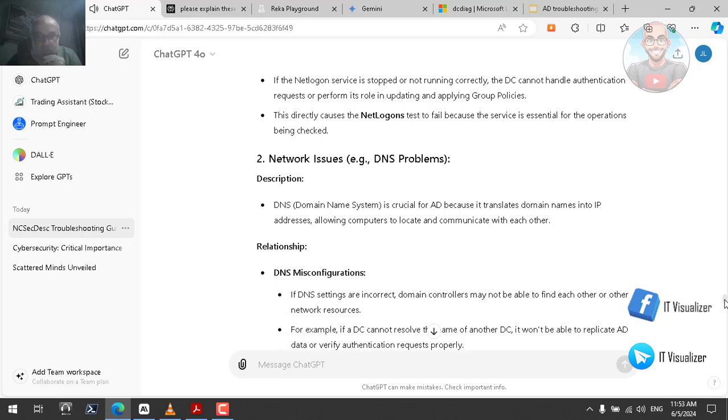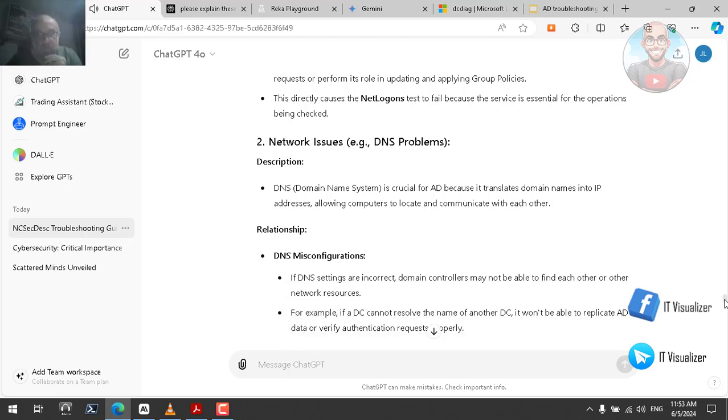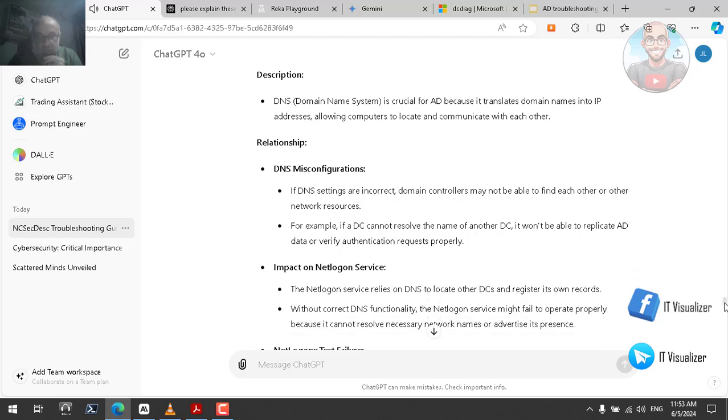2. Network issues, e.g. DNS problems. Description: DNS, domain name system, is crucial for AD because it translates domain names into IP addresses, allowing computers to locate and communicate with each other. Relationship, DNS misconfigurations: if DNS settings are incorrect, domain controllers may not be able to find each other or other network resources. For example, if a DC cannot resolve the name of another DC, it won't be able to replicate AD data or verify authentication requests properly.